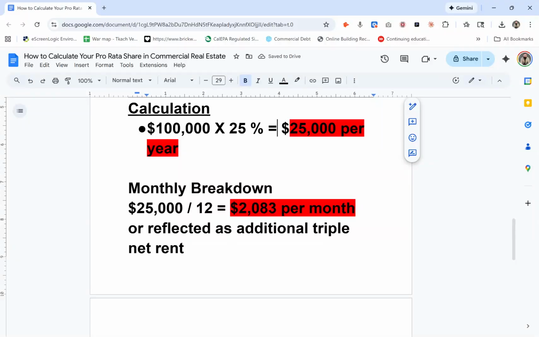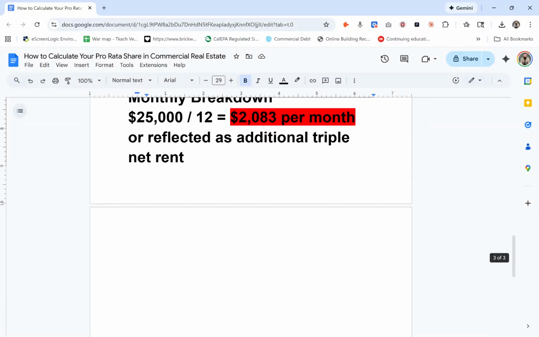Okay, so if the building size is wrong, or if your unit size is wrong, or if certain expenses are included that shouldn't be included, share can get miscalculated. That's super important to realize.